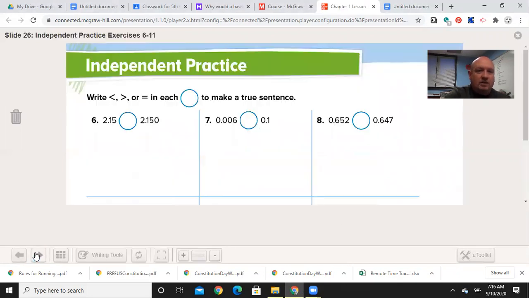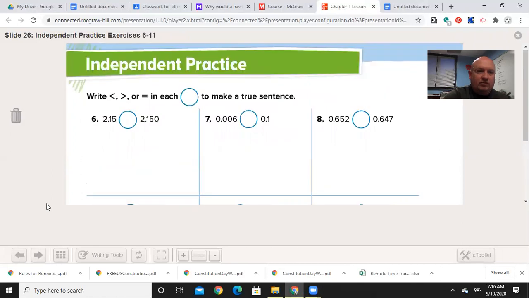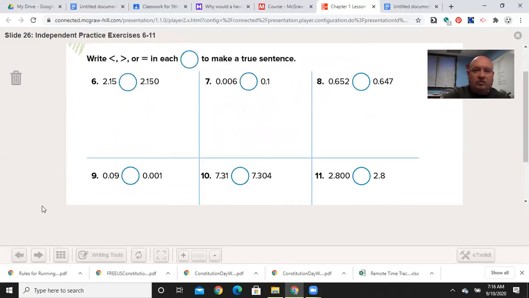All right, let's go to the next slide. Make some number sentences. Go ahead and do 6 through 11. Pause the video and come back when you're ready. Pause the video now. Welcome back. Let's see our answers here.